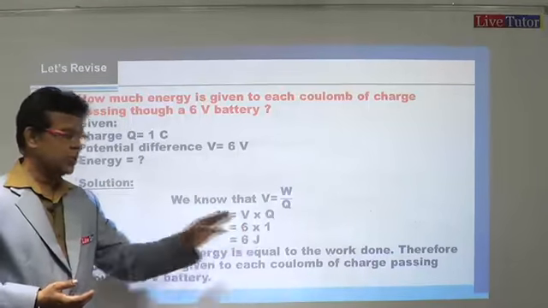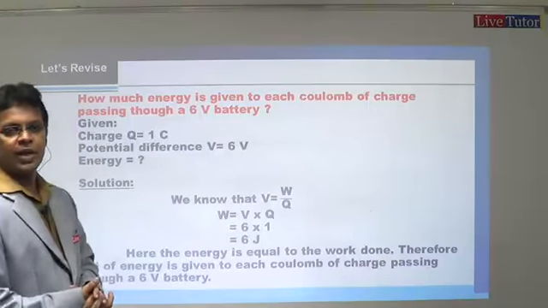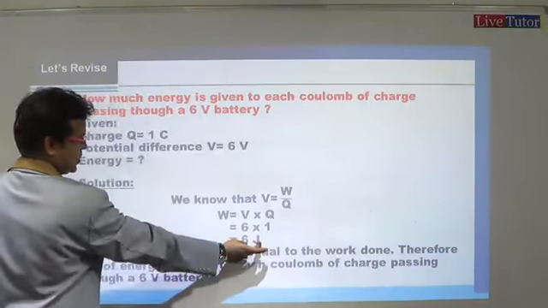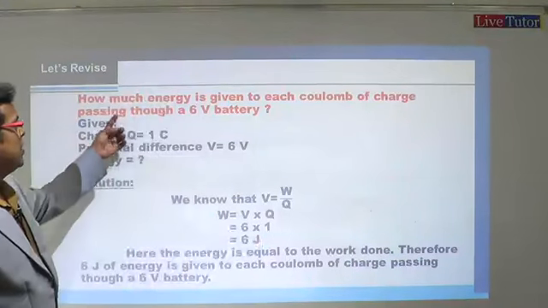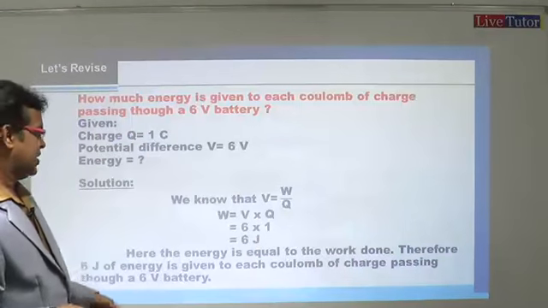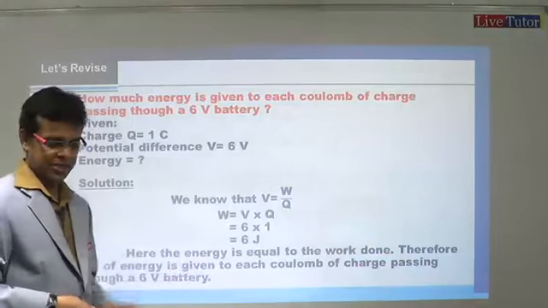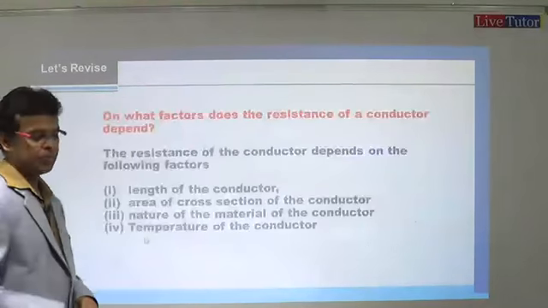Substitute as 6 into 1, 6 joules. Here the energy is equal to work done. Okay. So we have to complete the sentence. How much in place of how much? We say 6 joules. So 6 joules of energy is given to each coulomb of charge passing through a 6-volt battery. Okay. This much energy is given. We can complete the sentence. Is that clear? So same formula only we are using.